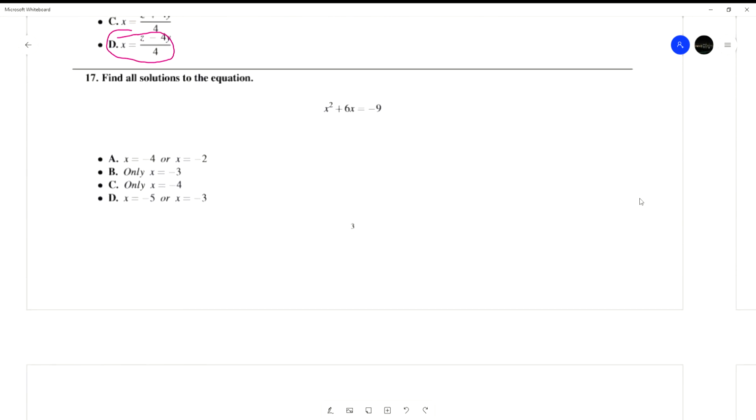Number 17. This one you can do on the calculator, right? This is the poly solver. Make sure it's in ax squared plus bx plus c equals 0. So I have to add 9 before I can throw it into the poly solver, right? So x squared plus 6x plus 9 is equal to 0. A is equal to 1, b is equal to 6, c is equal to 9.